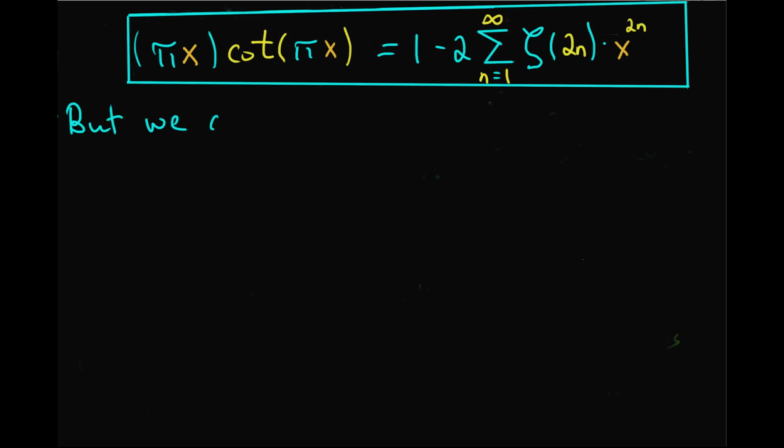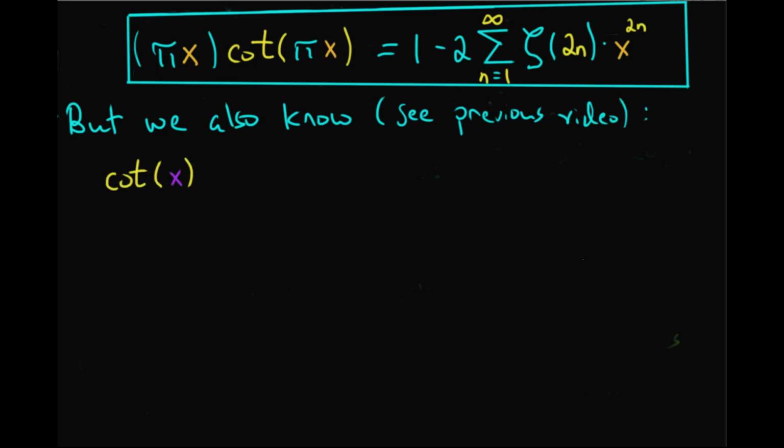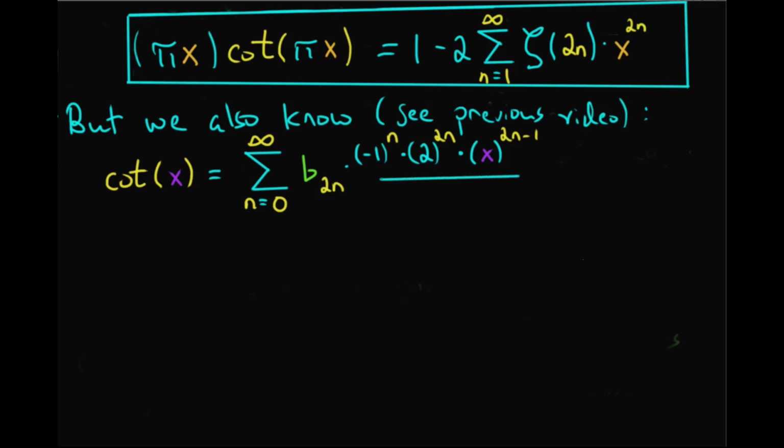Because some of you may know or recall that there's also an infinite sum expression for the cotangent function in terms of the Bernoulli numbers. And that expression is the following. We have that cotangent of x equals the sum from n equals 0 to infinity of b sub 2n, where b sub 2n is the 2nth Bernoulli number, times negative 1 to the n times 2 to the 2n times x to the 2n minus 1 all over, open parenthesis, 2n close parenthesis factorial.